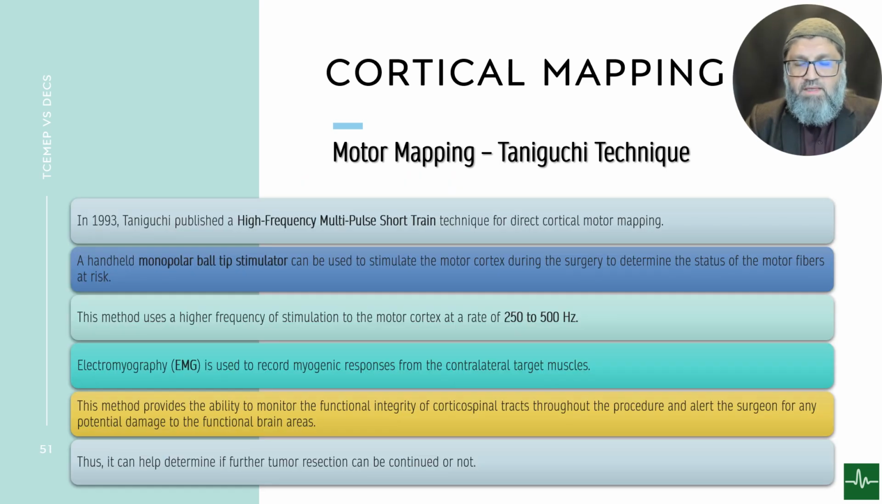Now, on the other hand, the other method, the Taniguchi method, which was published in 1993, is a high frequency train with a short duration, and it can be done by bipolar stimulation and monopolar stimulation, but the research shows that monopolar stimulation has a much higher threshold response, or low threshold response.